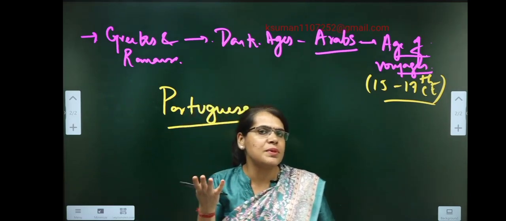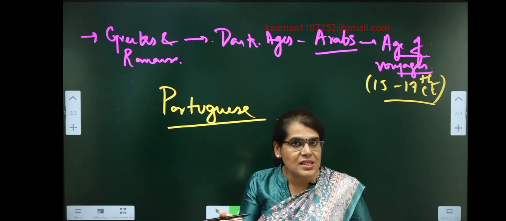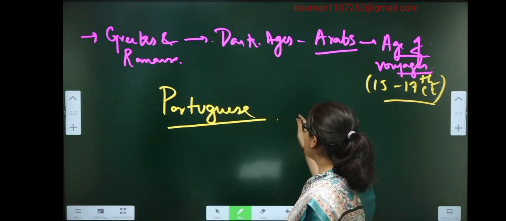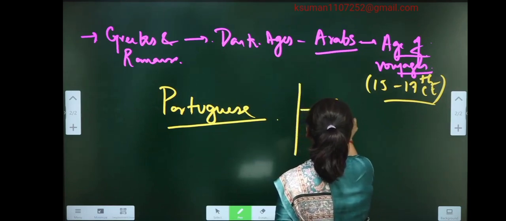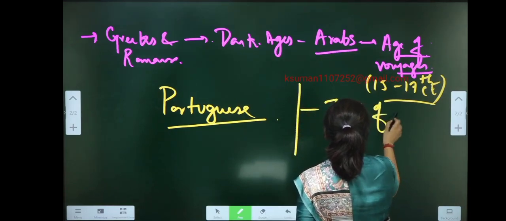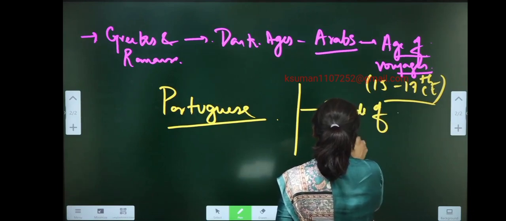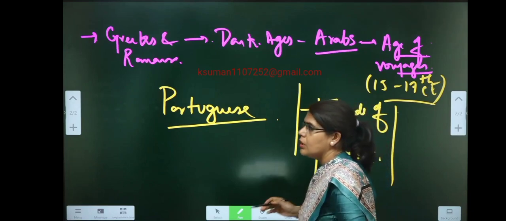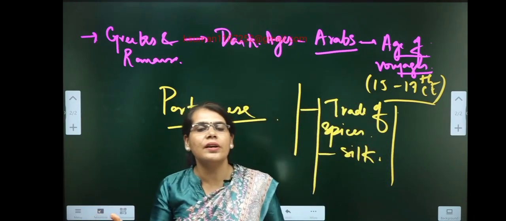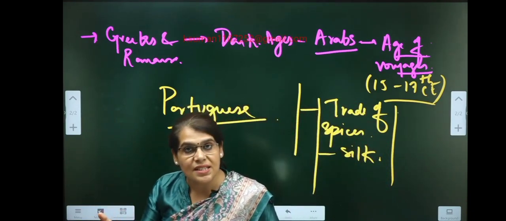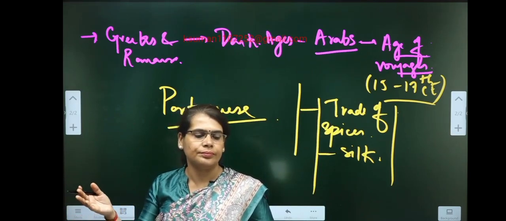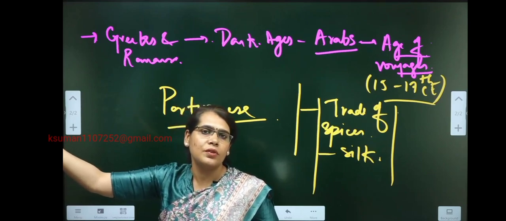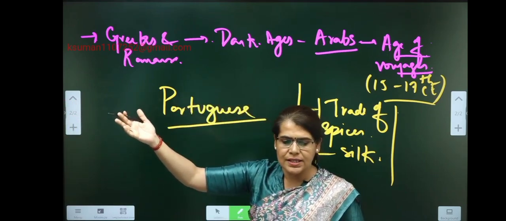Now, what was the perspective of these voyages, these explorations? This was mainly with respect to the trade of spices and silk. So new trading routes were being discovered with respect to spices and silk. And hence, it eventually led to the development of the system that we now know as colonialism.